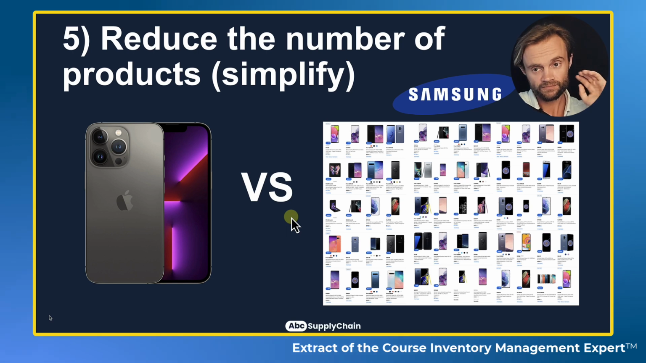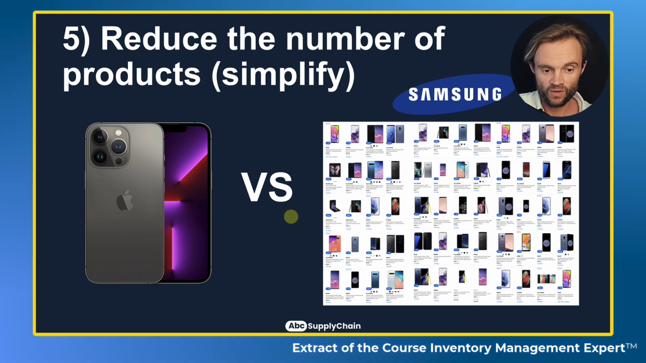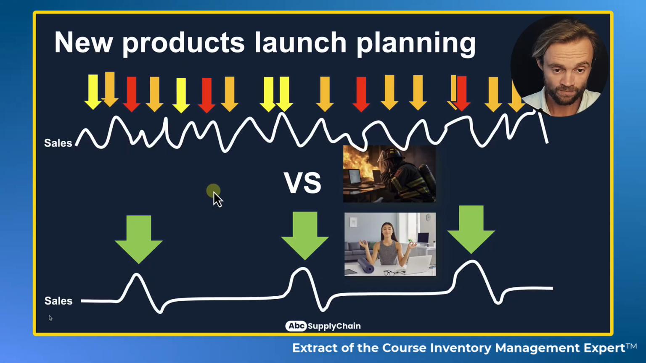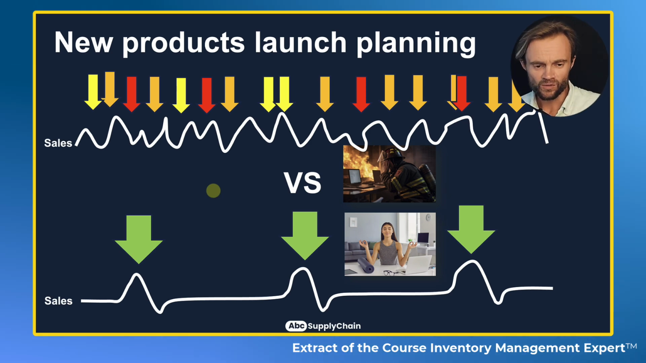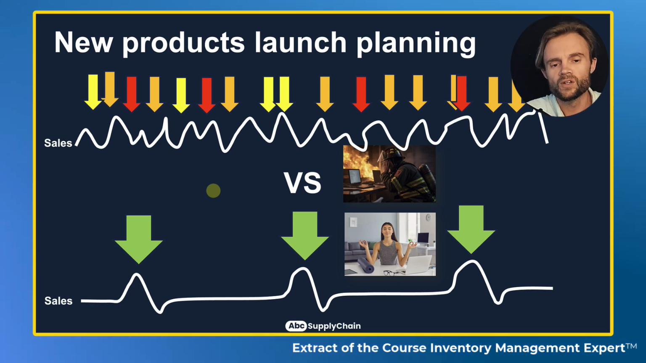Number 5, you should reduce the number of products if you want to optimize your inventory. Why Apple is so efficient is because they have few products, with very small differences between the products, whereas Samsung, for example, has so many products. And it's not only about inventory. For a new launch, I can tell you that most companies are not efficient when they launch new products: they don't have the right inventory, the right communication plan, the right marketing. It's very difficult to align a full big company at the same time.